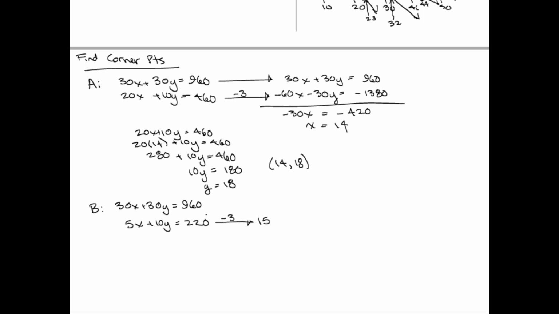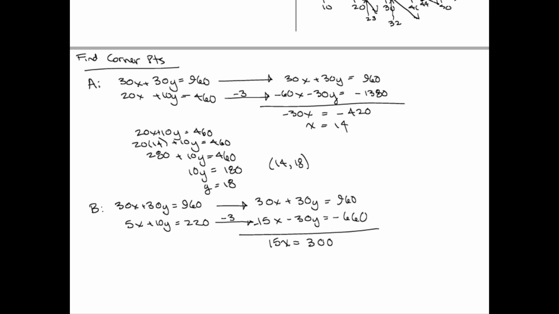Let's do, if we multiply that by negative 3, we get negative 15x, and we get negative 30y, and we get negative 660. Now that makes sense. And we're going to copy this one just the way that it is. So 30x plus 30y equals 960. Add these, we get 15x. Here we get 300. And so then my x is 20.